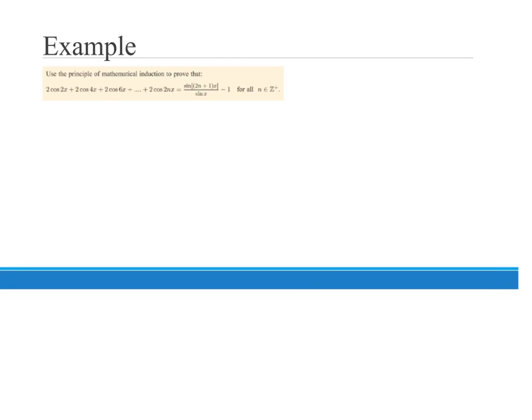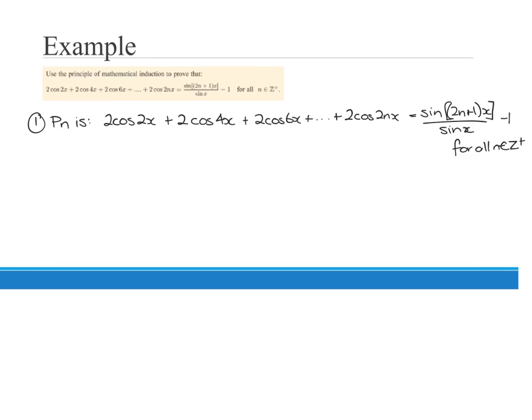Howdy guys, so here's another example of a proof with mathematical induction, but this time we have trig, which is going to make it interesting. So we're going to use the process that we've been using to do this. Obviously our first step is our P(n) step. So there that is there. I didn't think you needed to see me write that out. Now we get on to our basis step.